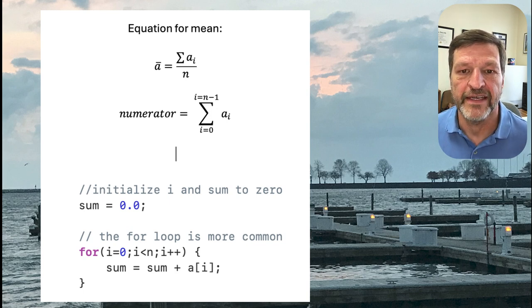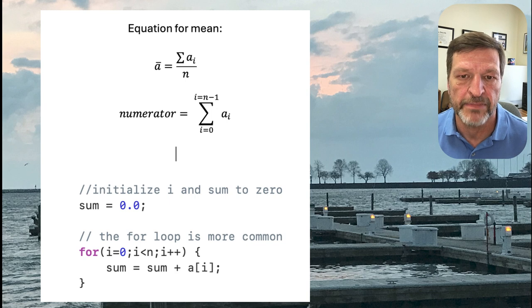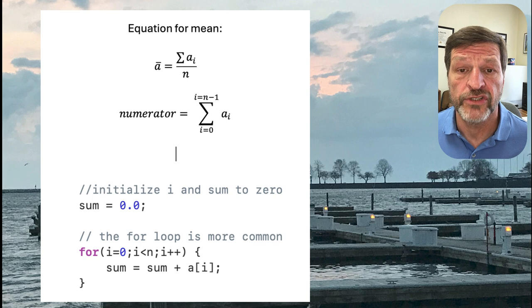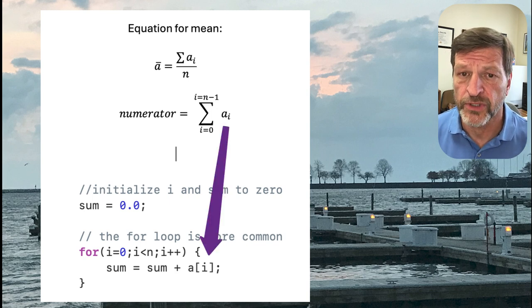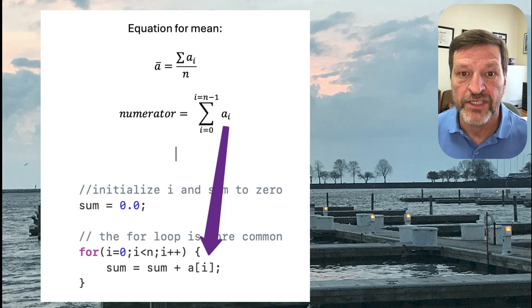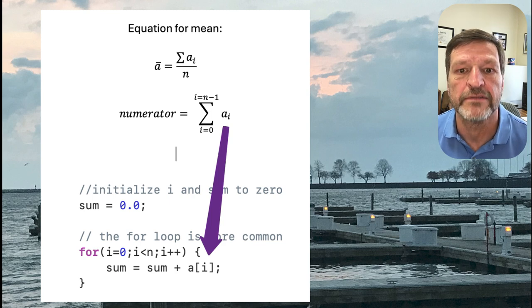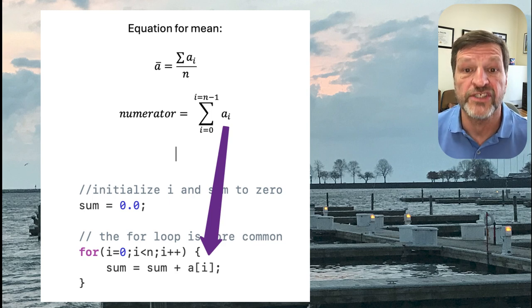The numerator of that equation, the sum of A sub I over all n, there's code for that. We actually know the code for that. And here's the snippet of code that does that. Sum equals 0, the for loop, I equals 0, I less than n, I plus plus, sum equals sum plus A sub I. The key in understanding the relationship between code and mathematical expressions is that whatever's inside that sigma term in the math goes at the end of that equation, sum equals sum plus whatever, right? In the simple case of the mean, it's just A sub I, A bracket I.